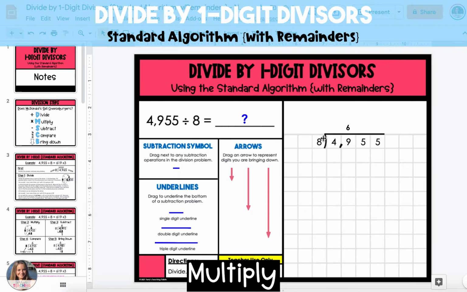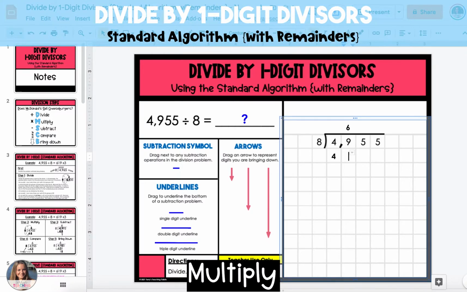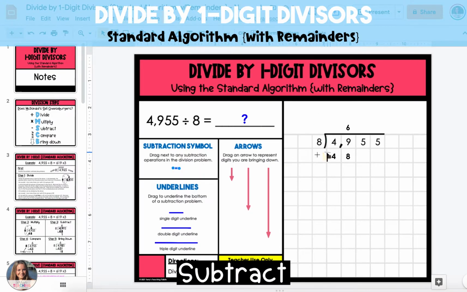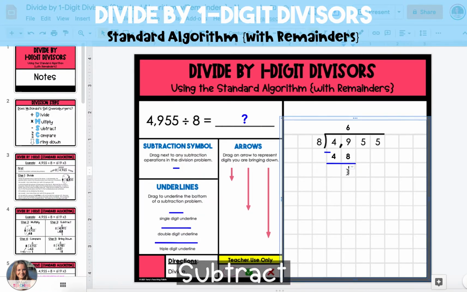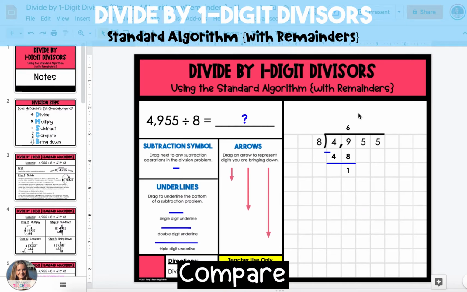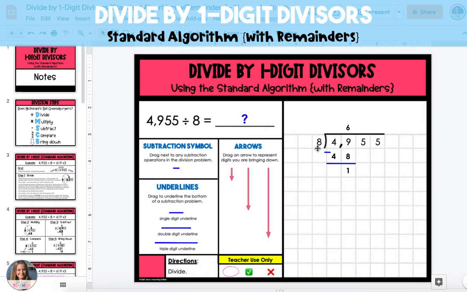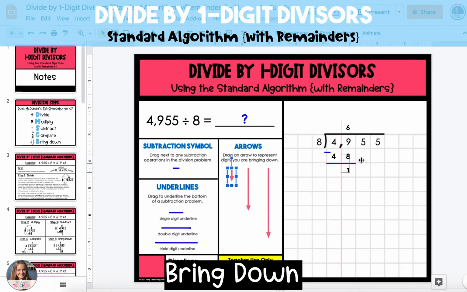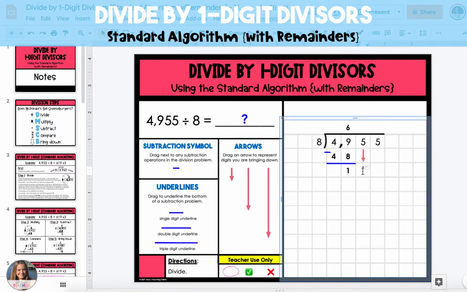Next, multiply the 6 hundreds by the divisor to get 48, and put it under 49 in the dividend. Next, subtract 49 minus 48, which equals 1. Compare the answer to the subtraction problem with the divisor. You want the answer to be less than the divisor. 1 is less than 8, so you divided the last step enough times. Now bring down the next digit in the dividend and start the division steps again.